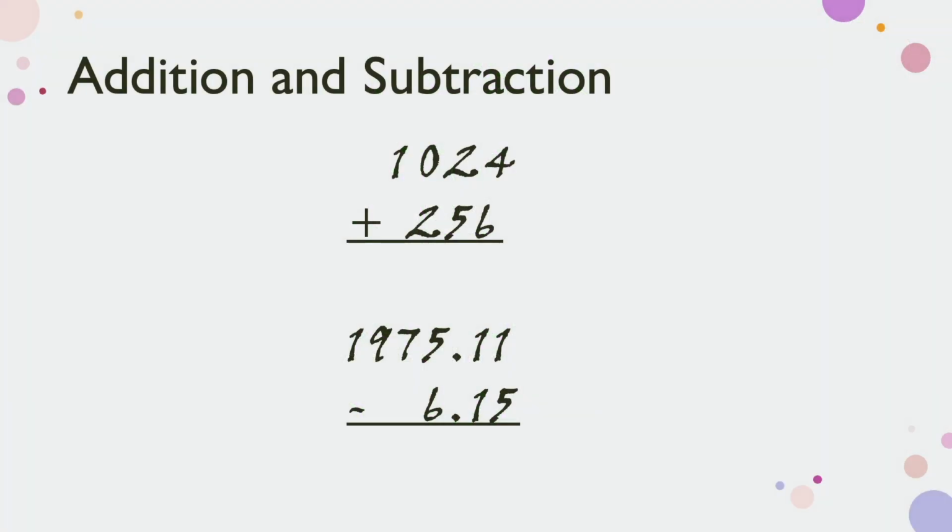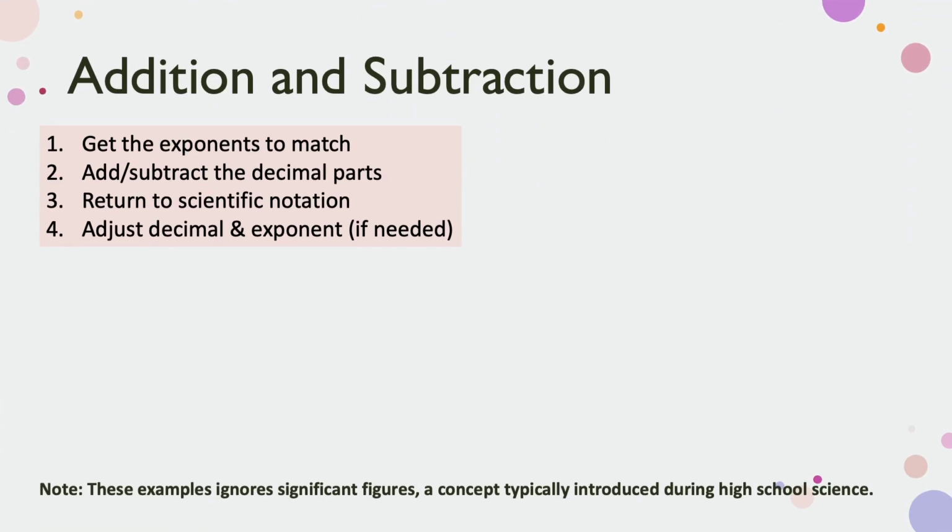Before looking at addition and subtraction with scientific notation, remember how addition and subtraction work for regular numbers. To add or subtract, you must line the numbers up so that the same place values line up with each other. So thousands line up with thousands, tens line up with tens, hundredths line up with hundredths, etc. Adding and subtracting numbers written in scientific notation is very similar.